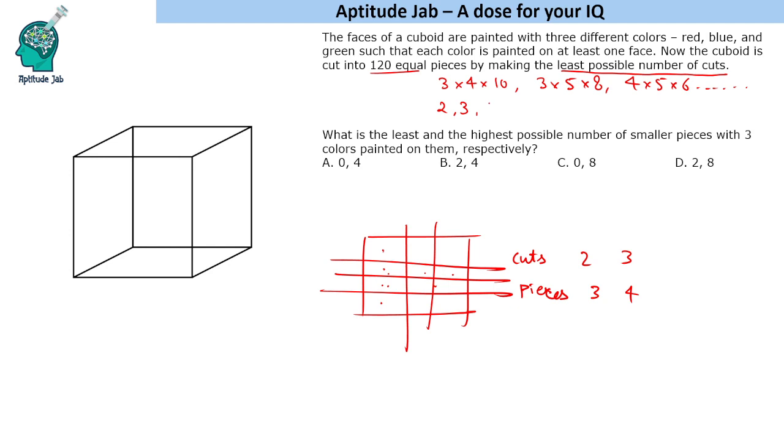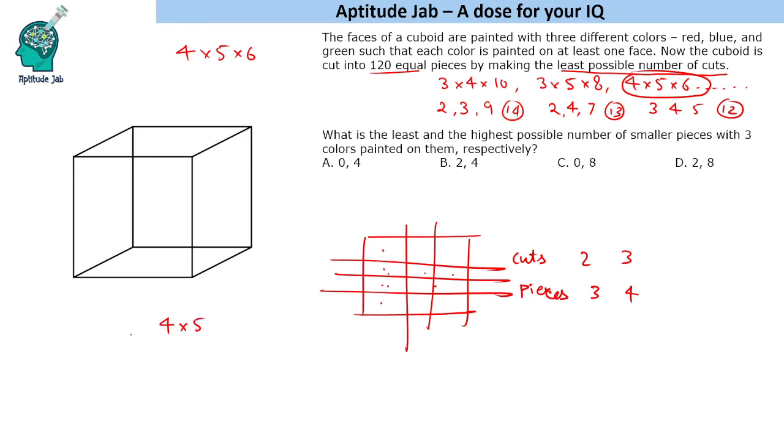The number of cuts will be 2 plus 3 plus 9, that is 14 cuts. In this case, the number of cuts are 2, 4, 7, that is 13. In this case, the number of cuts are 3, 4, 5, which is 12 cuts. So you get the least number of cuts when the cuboid is cut into 4 into 5 into 6 pieces. In one dimension you have 4 pieces, in the second dimension 5 pieces, and in the third dimension 6 pieces.